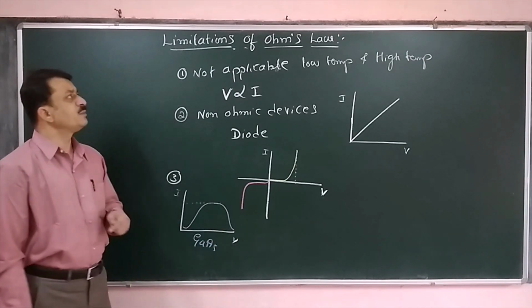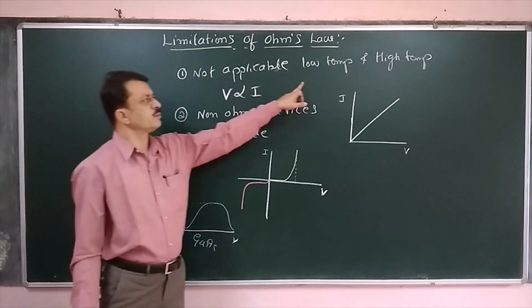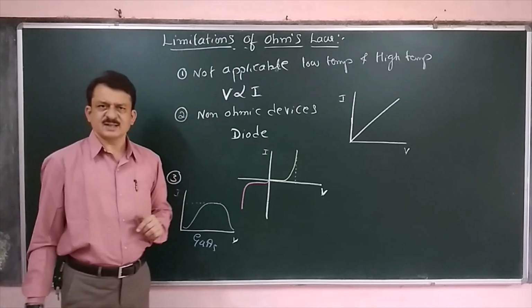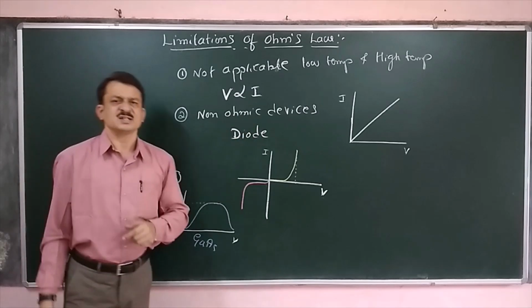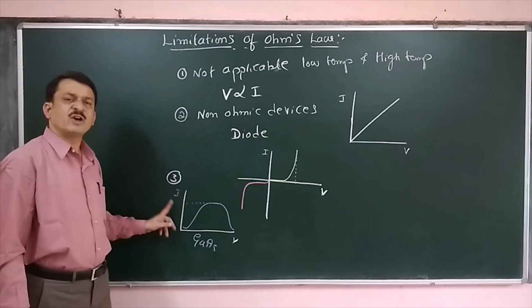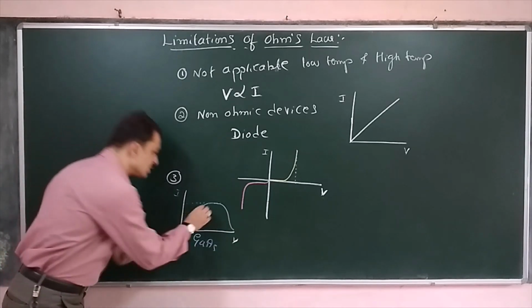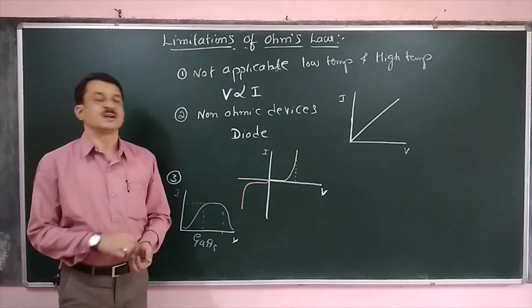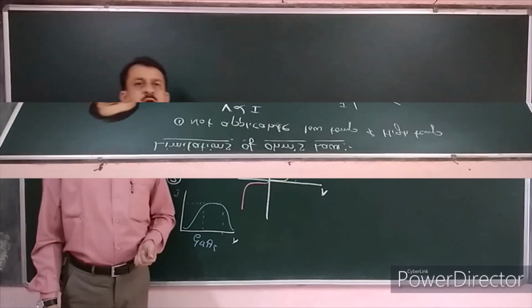So these are the limitations of Ohm's law. It is not applicable at very low temperature and very high temperature, and it is not applicable in the case of non-ohmic devices, that is diode and transistor. In the case of gallium arsenide, we are observing the same value of current for a larger range of voltages. Up to this voltage range, I am observing the same value of current. Now that is the limit. These are the limitations of Ohm's law.